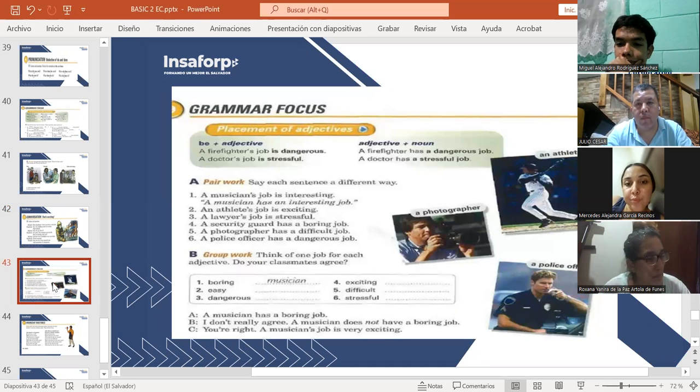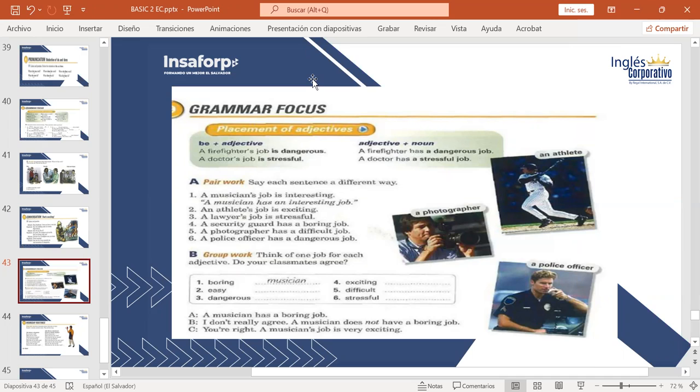Let's continue. Let's talk about adjectives. We're going to talk about the placement of adjectives. Take a look at the first one, be plus adjective. A fighter's job is dangerous. A doctor's job is stressful. So this means that we use the verb be plus the adjective.